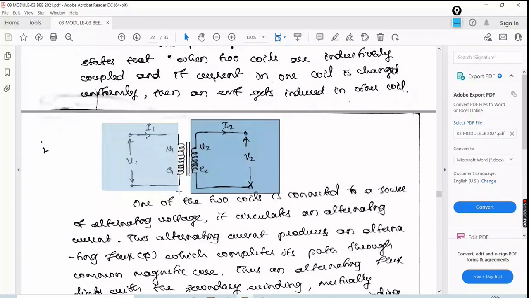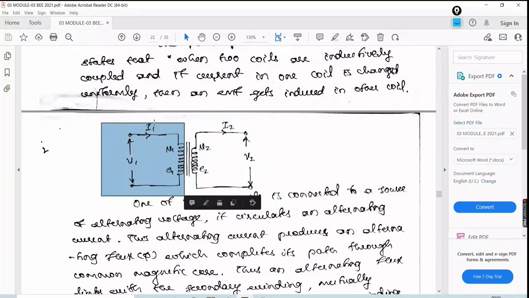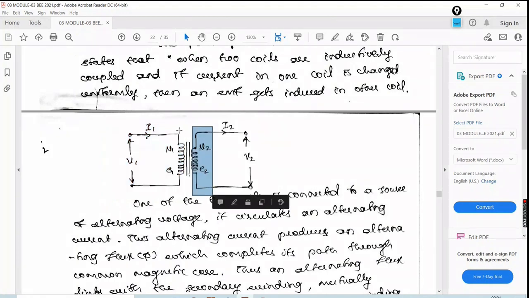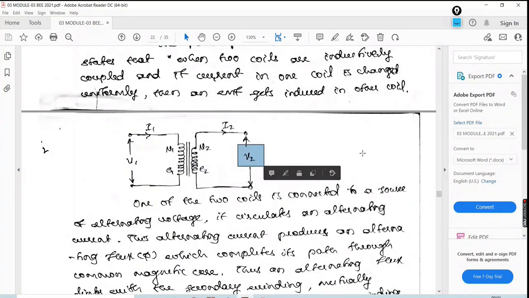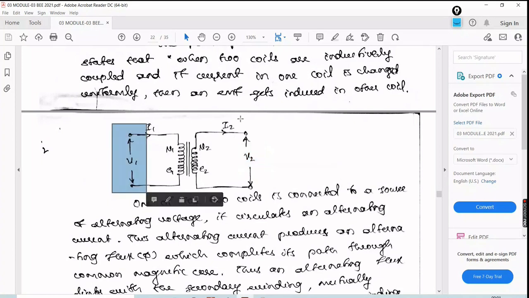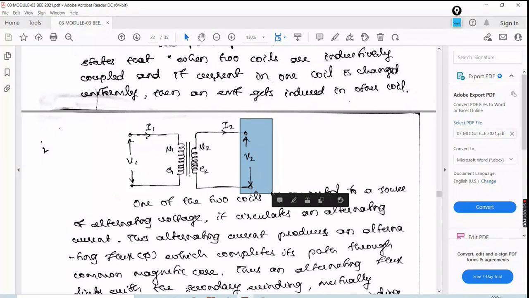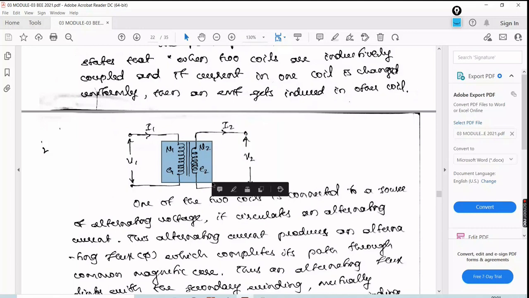Whenever the power supply is given to the primary winding, alternating current will flow through the primary winding, which will produce the alternating flux. That alternating flux will be linked with the secondary. Then the flux linking with the conductor changes with respect to time, which will cause the induced EMF in the secondary, which is connected to the load center. That itself is the transfer of electrical energy from one circuit to another circuit without changing the frequency. This principle is called mutual induction.